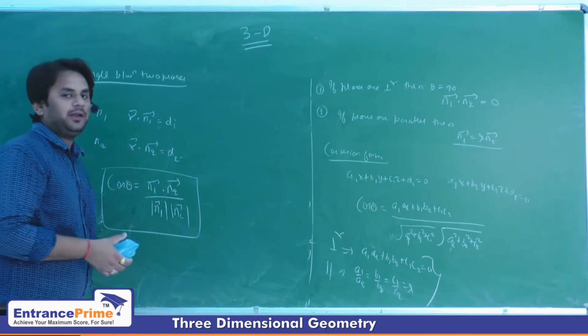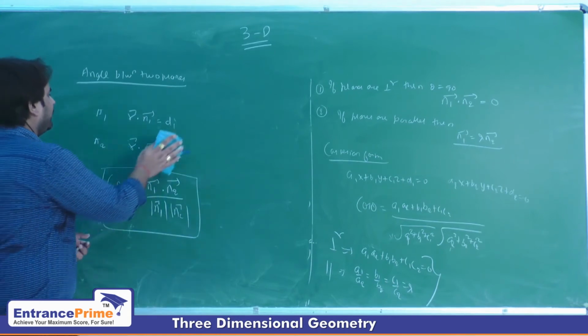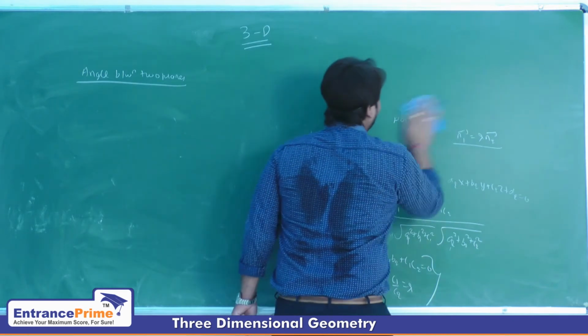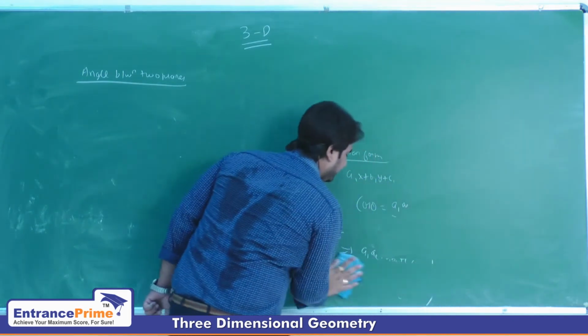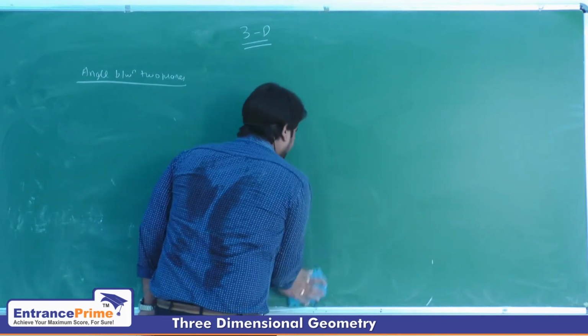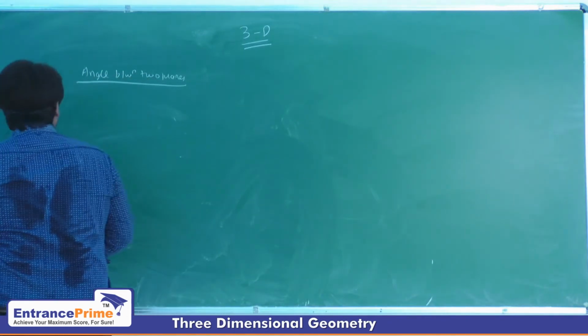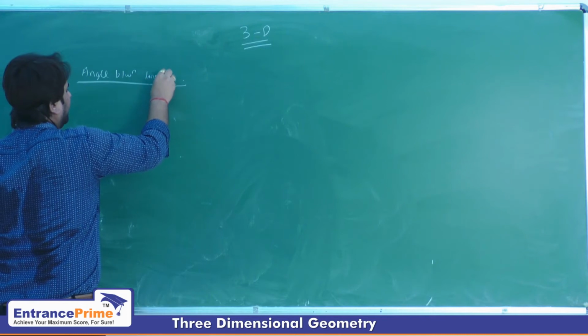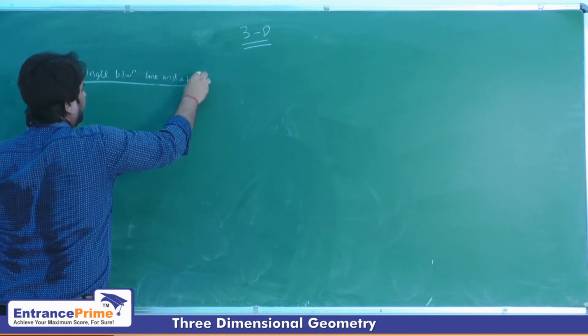So we have studied angle between two planes. Now we will study what? Angle between line and a plane. Okay. Our next topic is angle between line and a plane. You have to calculate the angle between line and a plane. Note it down. Angle between line and a plane.